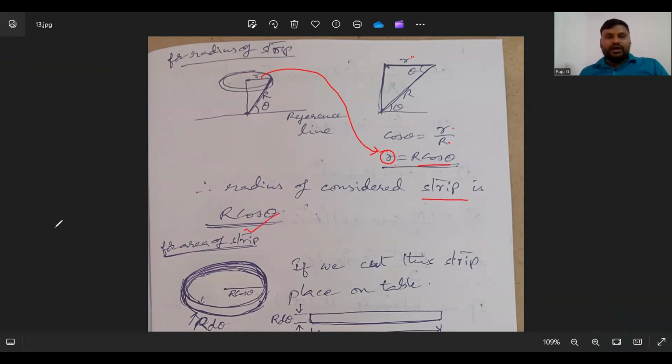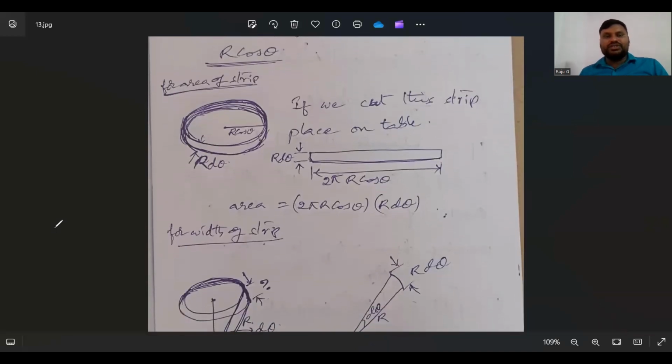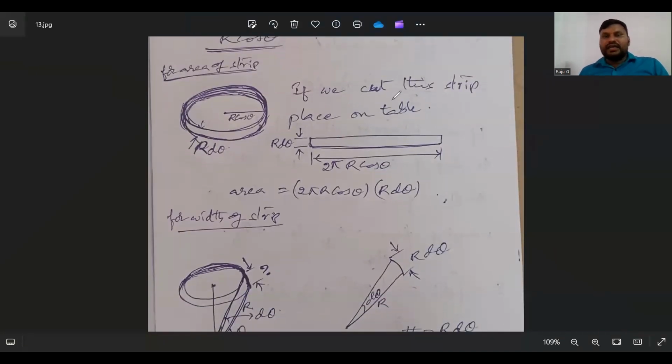Similarly, how can we say its area? If we cut this strip and place it on the table, its width is r d theta and its length is 2 pi r cos theta, which is the circumference of the strip. So it looks like a rectangle. The area of this rectangle is length into breadth. Length is 2 pi r cos theta and breadth is r d theta. Now, how can we say that the width of the strip is r d theta?